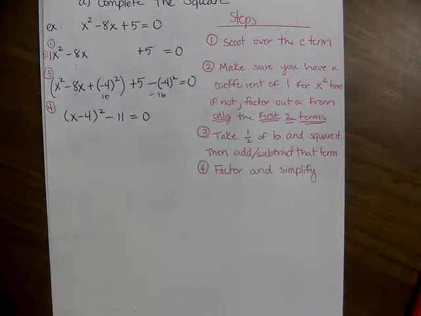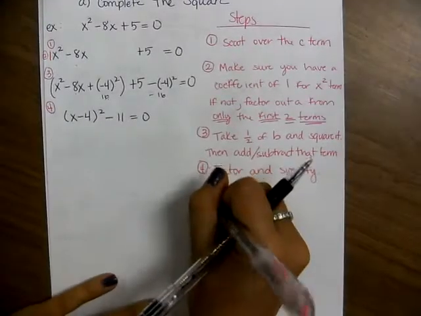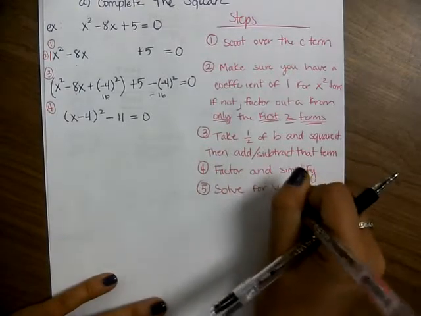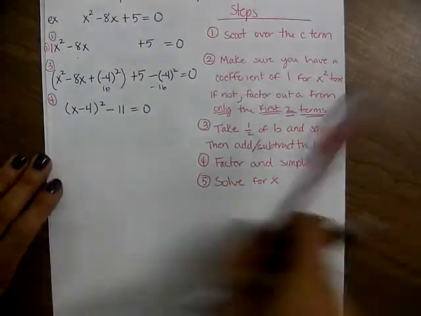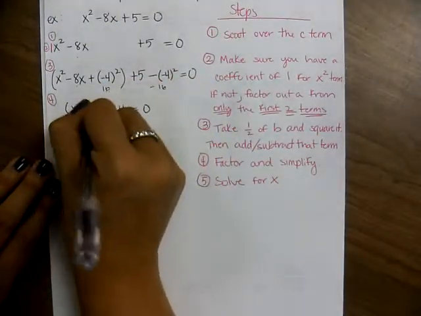Okay, so the whole reason we complete the square is to create a perfect square trinomial in order to factor it. Once you've done that, you're moving on to step 5, which is to solve for x. Okay, so now in order to solve for x, I'm going to add over the 11.